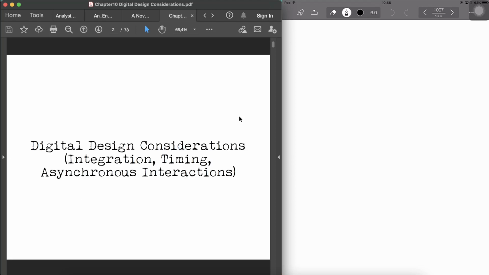Now, in this chapter, we are going to talk about the design considerations. Apart from the functionality or the logical operation, we are going to talk about the integration, the timing, and some asynchronous interactions that we need to consider in order to build a proper digital system. So before we get into the details, let's talk about an overview of the integration of circuits.